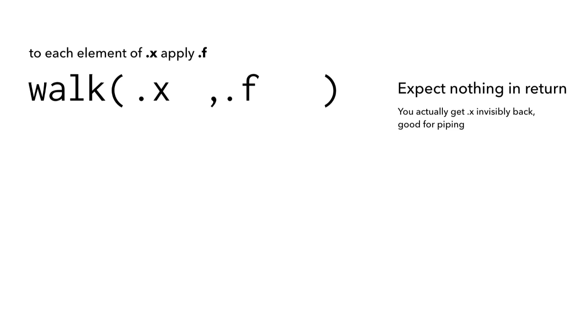Something that walk is useful for is saving things to disk. You don't necessarily want the result of the write_csv function, but you do want it to write something to disk. So you can embed that right in the middle of the pipeline. You want to write these elements out to disk in some form, but then you want to keep going. You want to take those elements and keep manipulating them.